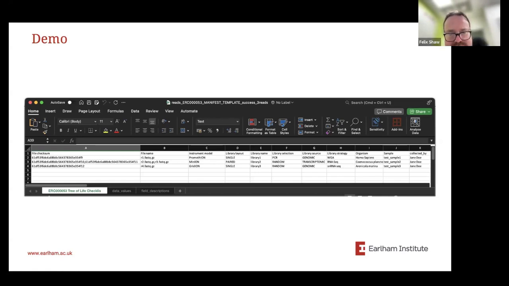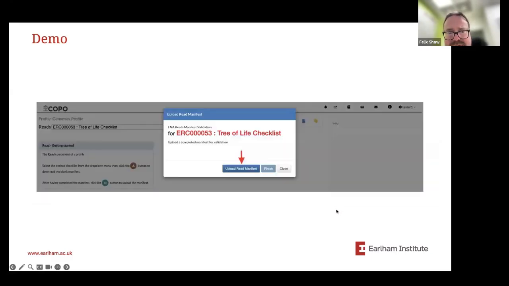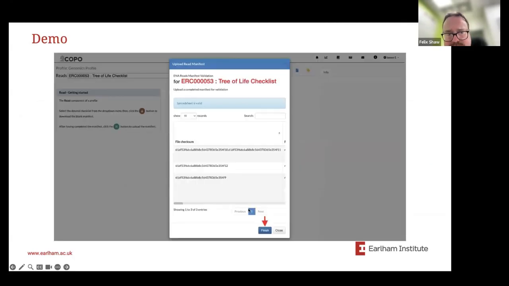Okay. Once that's complete, you upload it to Copo, and there's a cycle of validating and fixing because this never works first time and there's always things that need correcting. So when it fails, it'll tell you which cell is invalid and why it's invalid. So you then fix the spreadsheet, re-upload, and do it again and again.